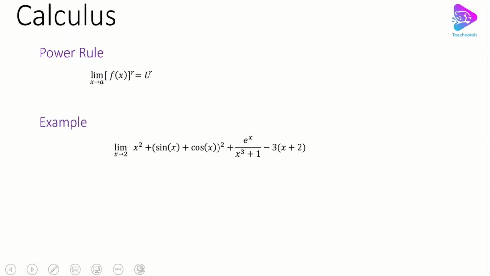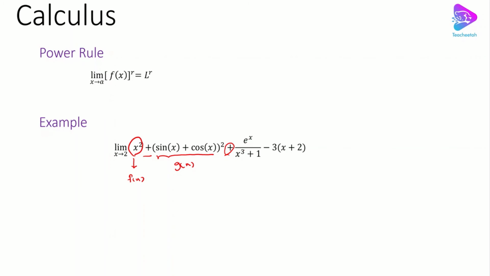The example that we have here combines all of these rules together. As you can see, we have x squared, which I'm going to call f of x, and then we have the summation rule, plus sine of x plus cos x, all squared. So sine x plus cos x is a function like g of x, and g of x is squared. So this is the power rule, and then again the summation rule.